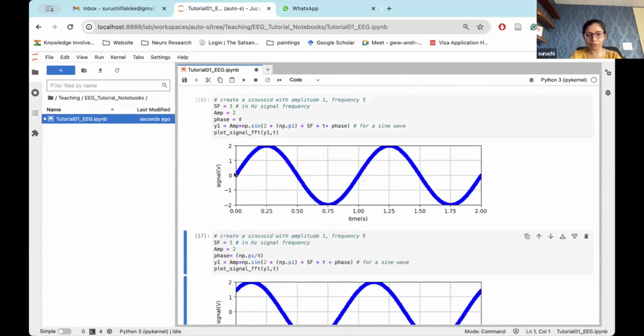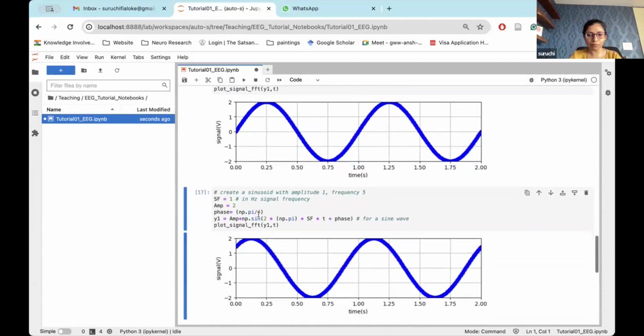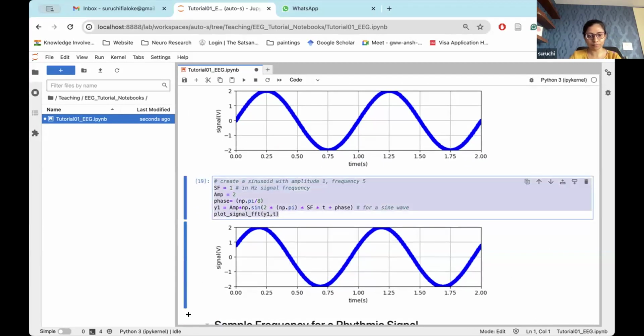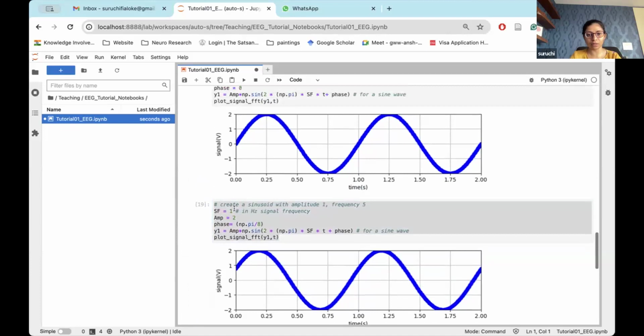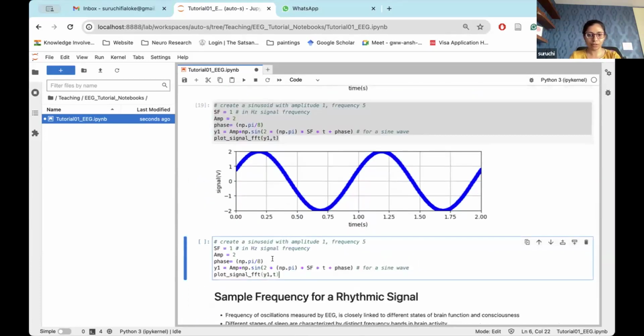This is phase equal to zero, which means at zero, this is zero. Now if I make phase equal to, let's do a small number, pi by 8, it shifted a little bit, see? I'm not changing anything. The signal frequency is still 1 hertz, the amplitude is still 2. The only thing I'm doing is changing the phase. These are still the same.